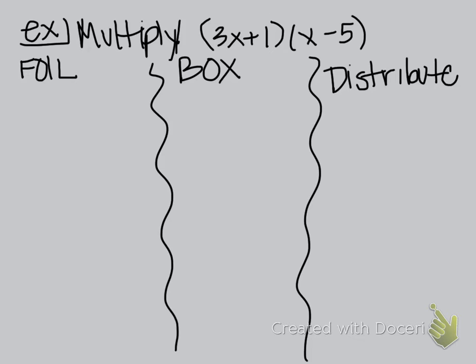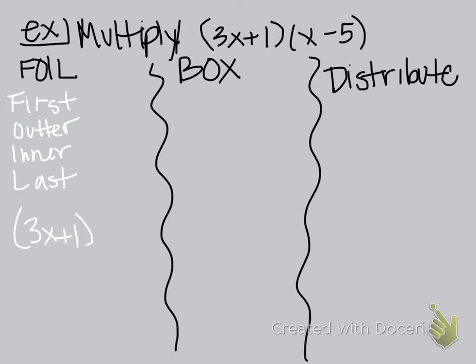So next thing we're going to discuss is multiplying binomials. So I'm going to show you 3 different methods, and you decide which method you like the best. So the first method is called FOIL, which stands for first, outer, inner, and last. So we are going to connect our terms following those directions.